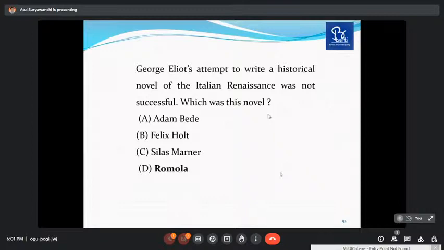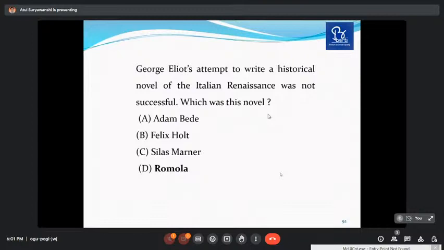George Eliot's attempt to write a historical novel of the Italian Renaissance was not successful. So which novel? And the novel is Romola. Romola, remember.